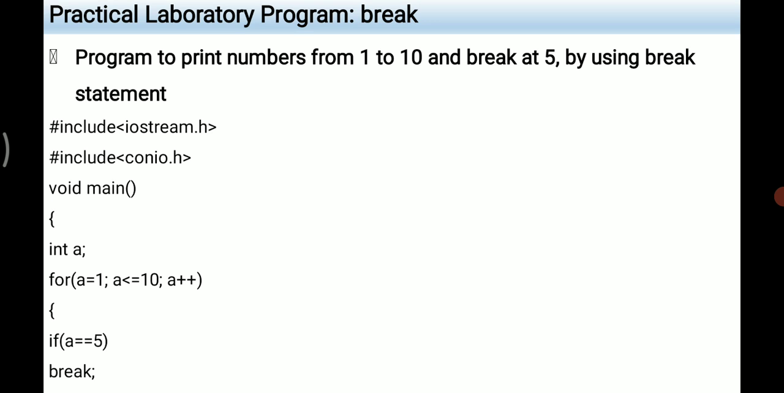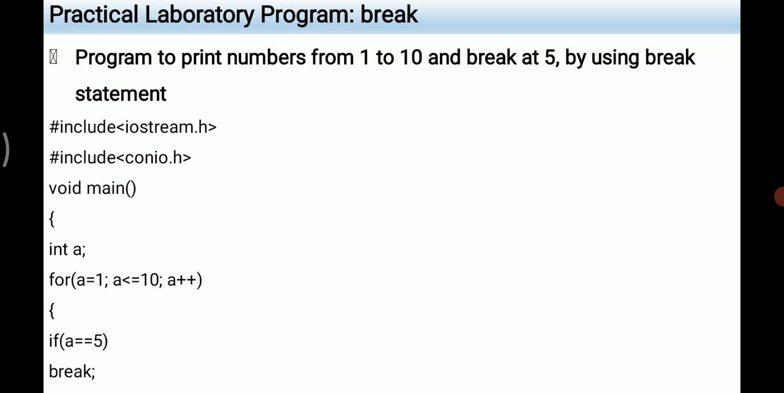So here we have a program that is to print the numbers from 1 to 10. You are printing the numbers from 1 to 10, and you are going to break at 5 by using the break statement. So we have the program: #include iostream.h, then #include conio.h. These are the header files. We have the main function, then opening braces, then int a. So a is a variable whose type is integer.